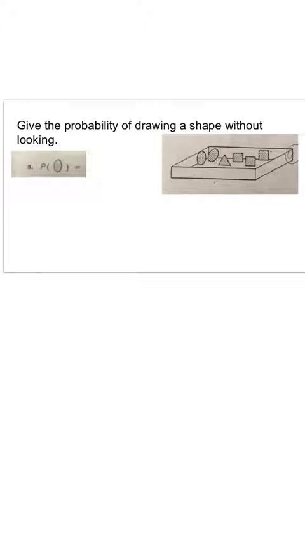For the next few, you'll be giving the probability of drawing a shape without looking. We are looking for the probability of drawing an oval. First, make your fraction and count how many total shapes there are. 1, 2, 3, 4, 5, 6. So 6 will go on the bottom of the fraction.